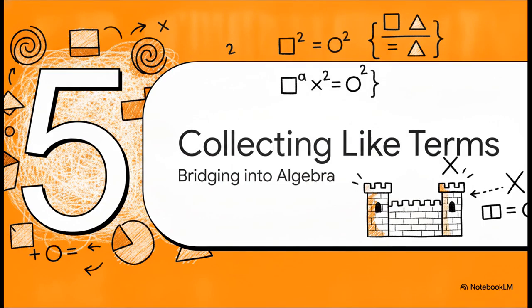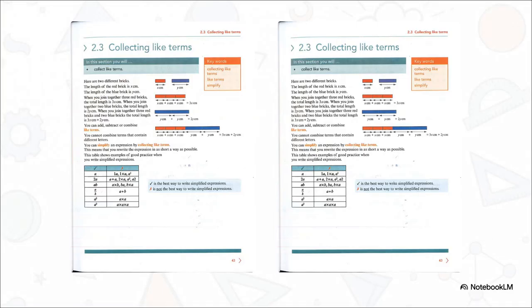Finally, Section 5, collecting like terms. This is our bridge right into algebra. You know, algebra can actually be incredibly visual. Picture this. We have red bricks representing a length of x centimeters and blue bricks representing a length of y centimeters. If you put 3 red bricks together, you have 3x. But if you put 3 red bricks and 2 blue bricks together, you get 3x plus 2y.